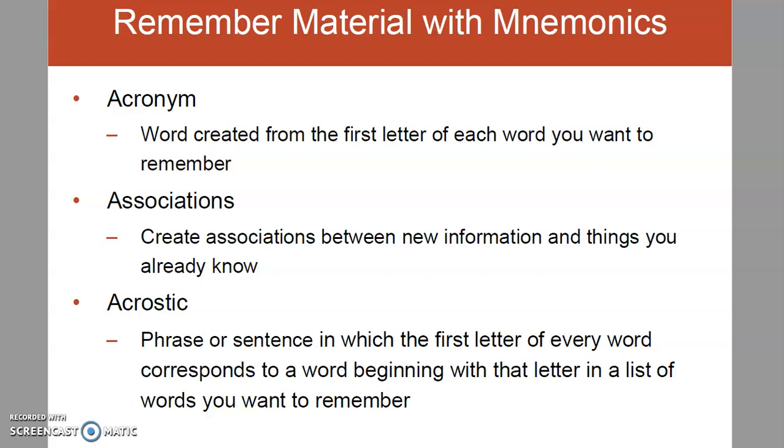Mnemonics are memory tricks, and the first one is an acronym, where it's one word created from the first letter of each word to remember. Associations are where you associate new information with information you already know. And acrostics are phrases or sentences where the first letter of every word corresponds to a word beginning with the letter of the words you want to remember.